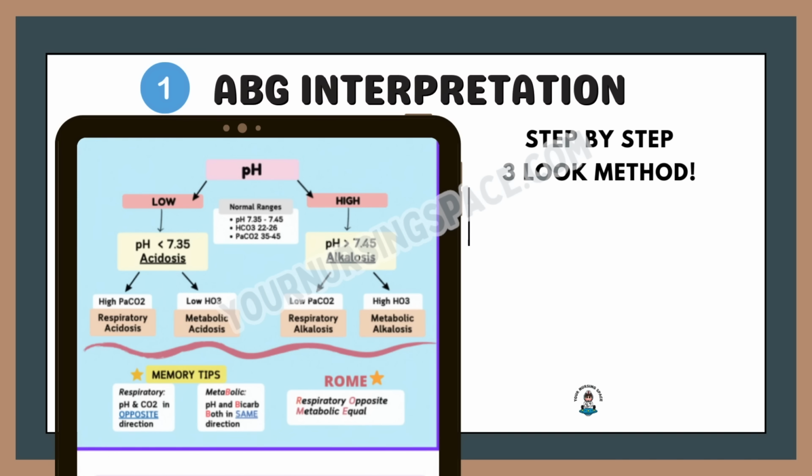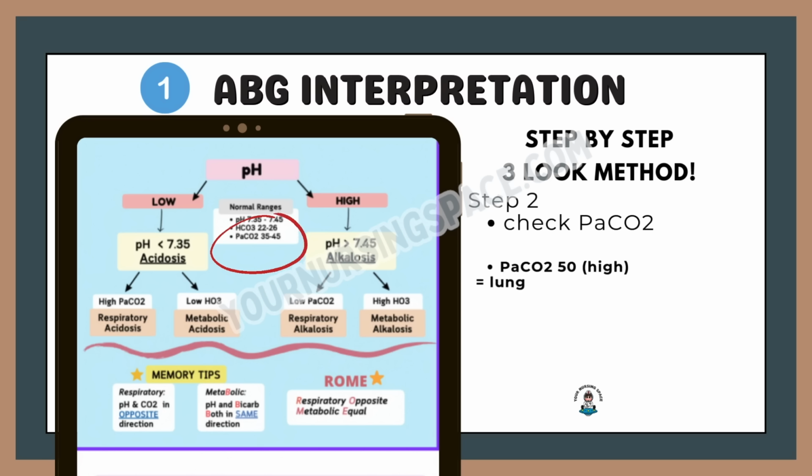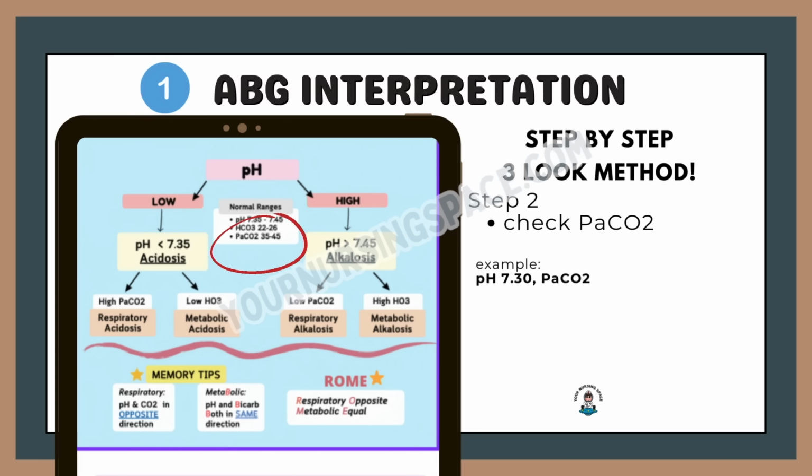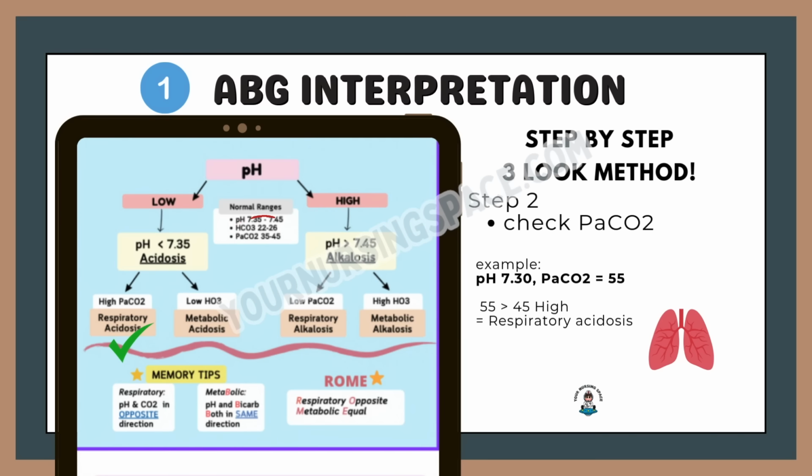Easy so far. Step 2, look at PaCO2. Normal is 35 to 45 millimeters of mercury. If it's high, like 50, the lungs aren't blowing off enough carbon dioxide, so it's a respiratory problem. If it's low, like 30, the lungs are working overtime, and that's a clue for something else. In our example, let's say PaCO2 is 55. High means respiratory acidosis. The lungs are the issue here.